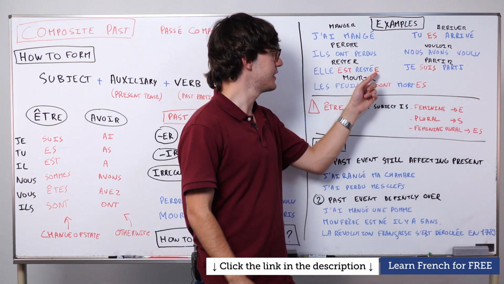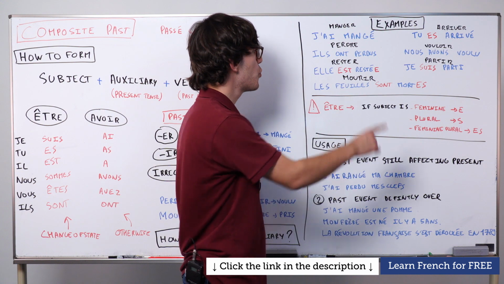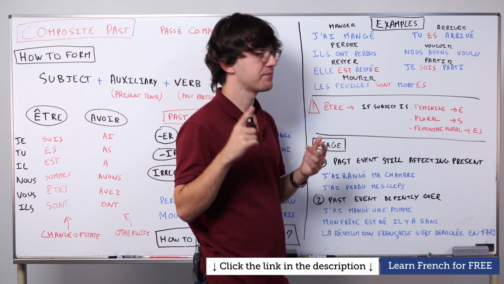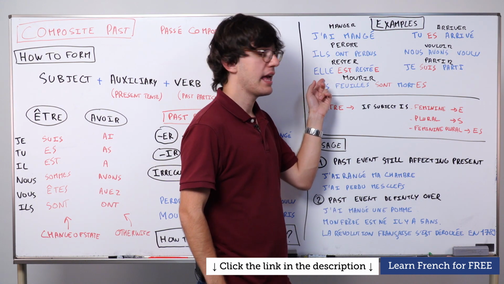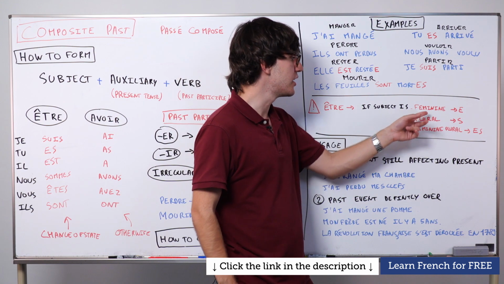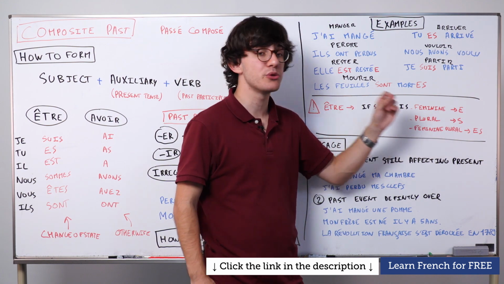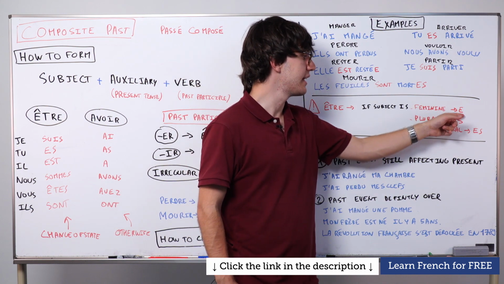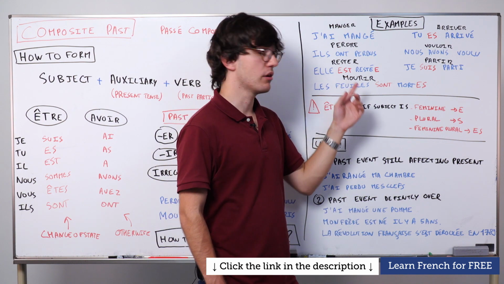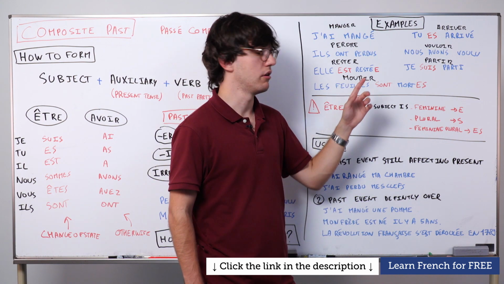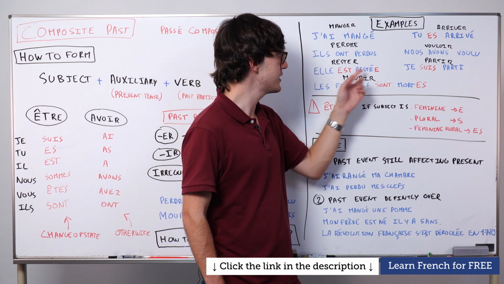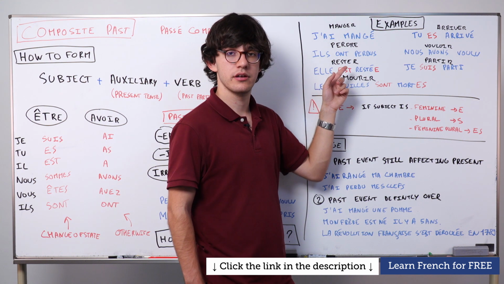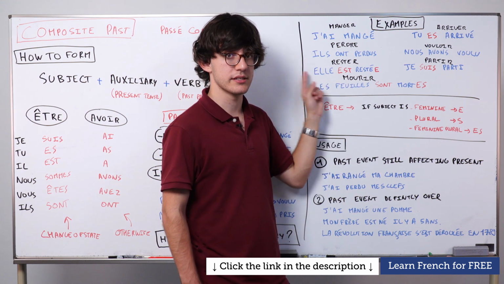I added this red e, and the reason is when you use the auxiliary être, you have one more rule. This rule is you need to check the subject, and depending on whether the subject is feminine or plural, you need to add something. So here you've got a feminine subject, so you need to add the e at the end. In French, e is often the mark of the feminization. So the feminization of a word is with the e, so here you need to feminize the word because the auxiliary is être and the subject is feminine.